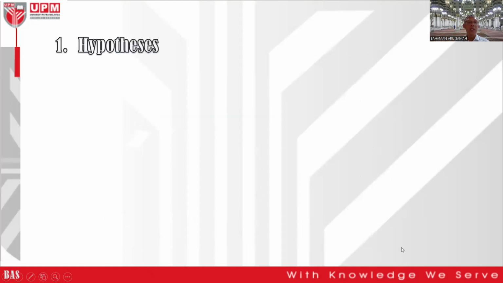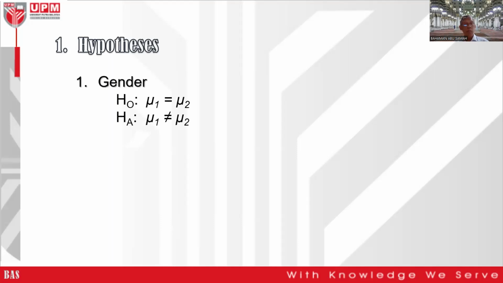Next, step number 1. In order to run this analysis, step number 1 is to state H0 and HA. For factor 1, gender, H0 is mu1 equals mu2, against the alternative hypothesis, mu1 not equal to mu2. That means there is a significant difference in job stress among teachers working under male and female principals. That will be hypothesis number 1.